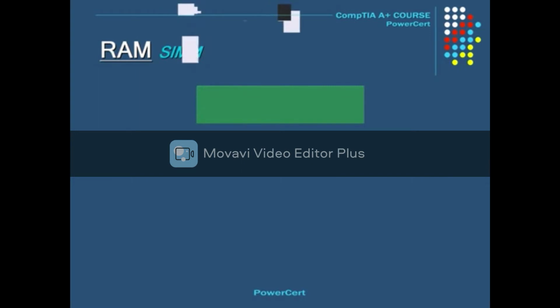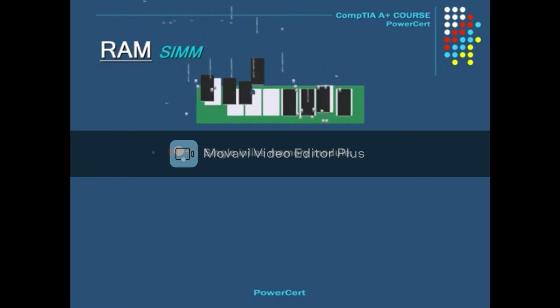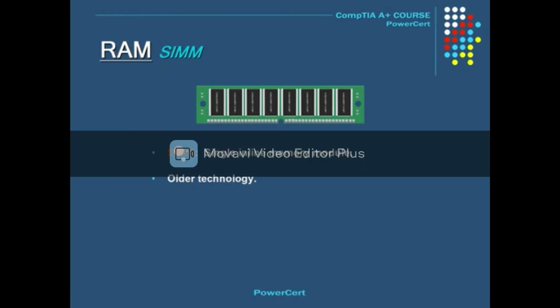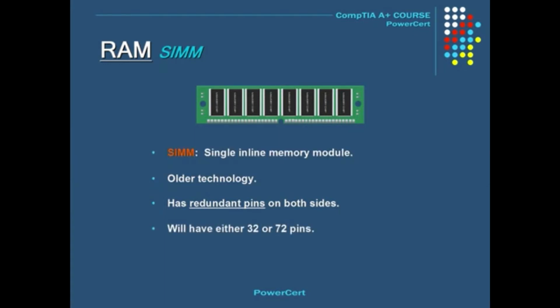Another type of memory module is a SIMM. SIMM stands for Single Inline Memory Module. A SIMM is an older technology and has since been replaced by the much faster DIMM. A SIMM also has pins on both sides like a DIMM, but in a SIMM, the pins are redundant, compared to a DIMM which are independent. A SIMM will either have 32 or 72 pins and a 32-bit data path.